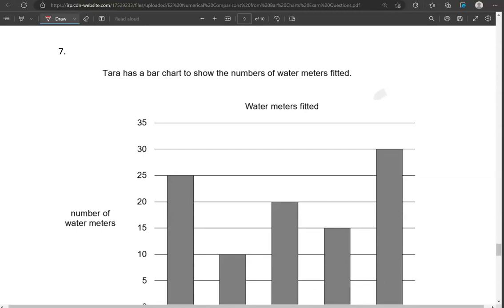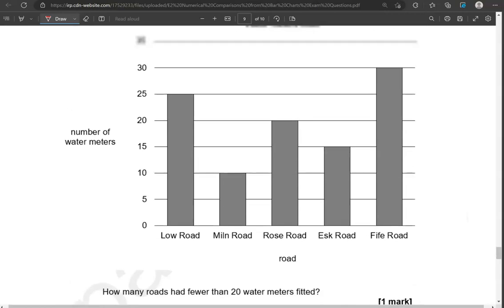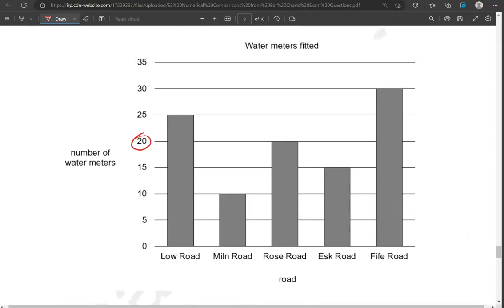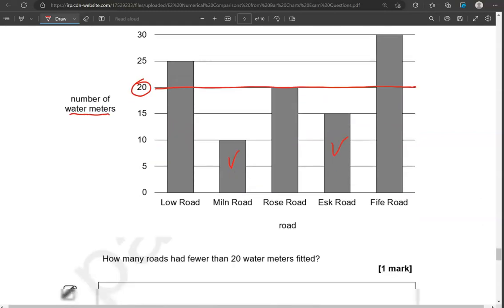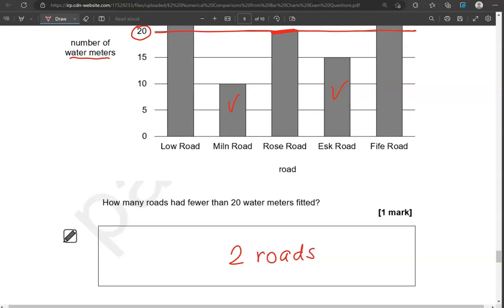Tara has a bar chart to show the numbers of water meters fitted. How many roads have fewer than 20 water meters fitted? So 20 water meters. Fewer than 20, we've got this one and this one. So that's two roads. We can't include this one because this is exactly 20, not less than 20. So we're going to say two roads. Even if you just write the number 2 is enough.